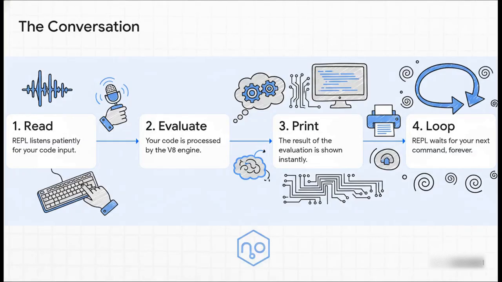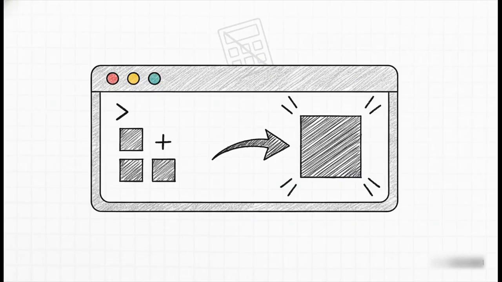So how does this whole conversation actually work? Well, it's a really simple 4-step loop that just keeps going. First, it reads whatever you type. It's listening. Then it evaluates that input. It thinks about what you just said. Next, it prints the result right back to you. That's its response. And finally, it loops right back to the beginning, waiting for you to say something else. Simple as that.